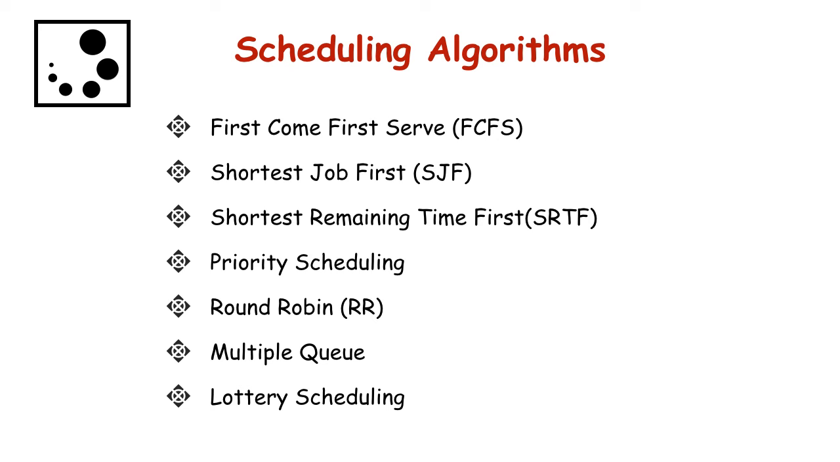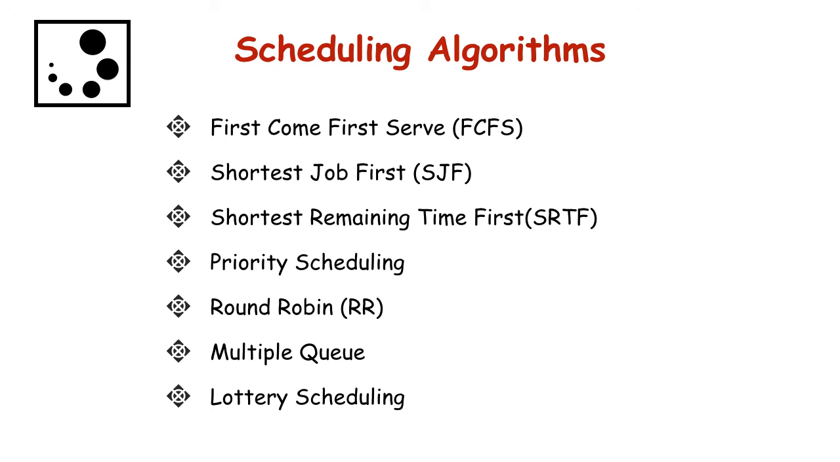First come first serve, which works on FIFO, first in first out. The process that comes in first will be executed first. Then there is shortest job first. In this, the process which requires the CPU for a smaller amount of time, which has a smaller burst time, would be executed first, and then the process having a larger burst time would be executed. Shortest remaining time first is a preemptive version of the shortest job first algorithm.